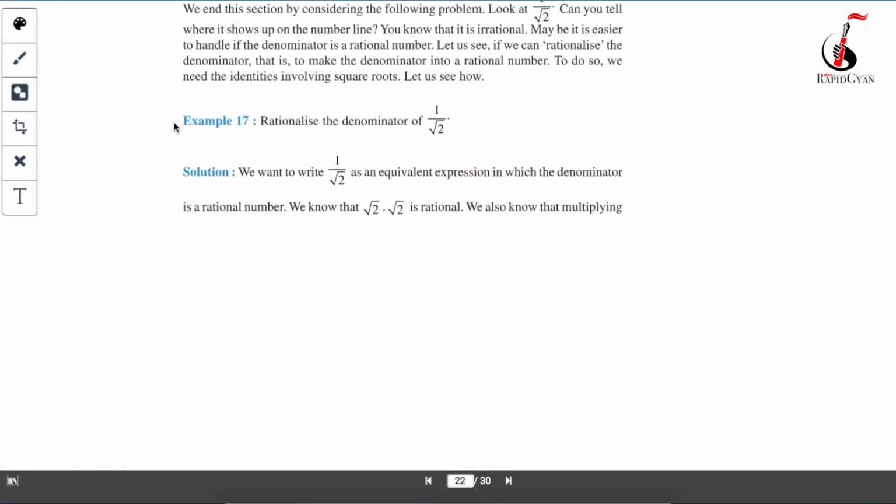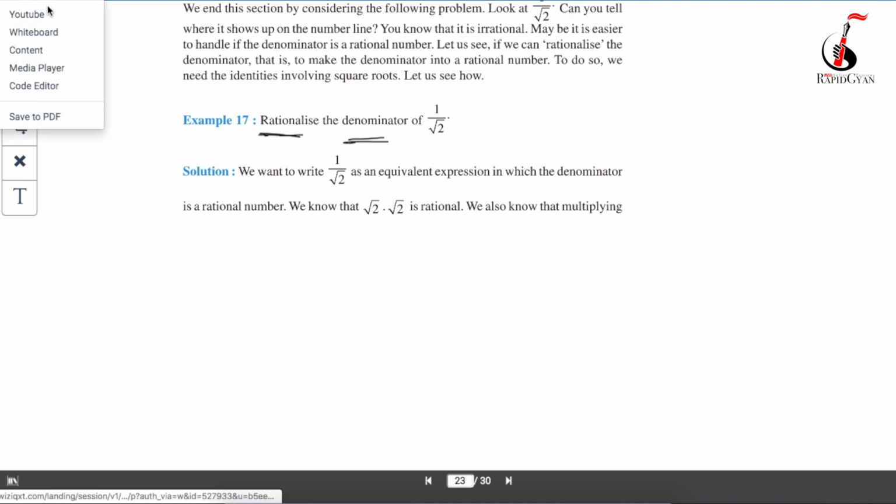Let's go to your next example. Rationalize the denominator. This is something new. Now I will explain to you how to do the rationalization. It's very important, beta.